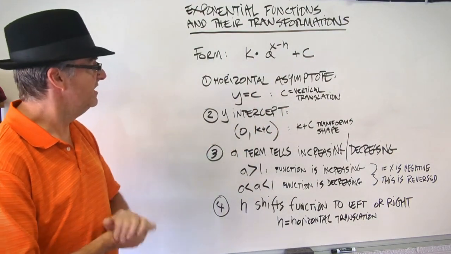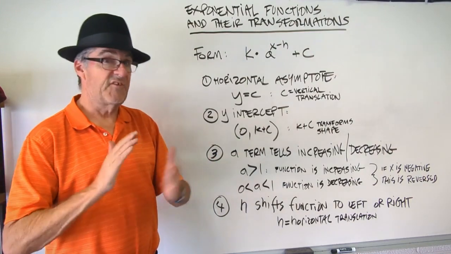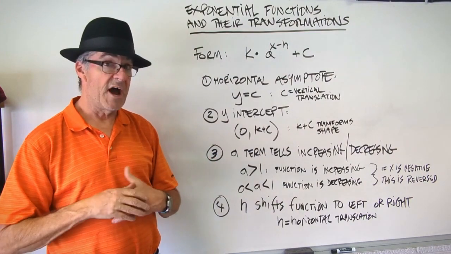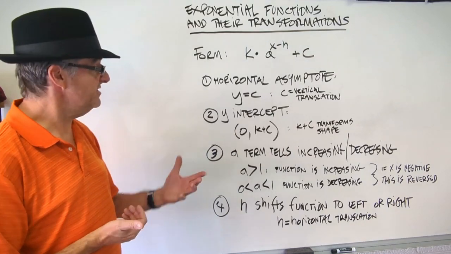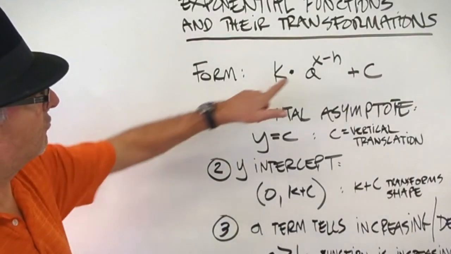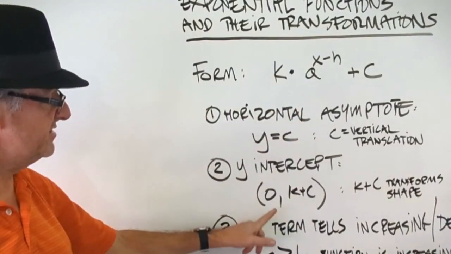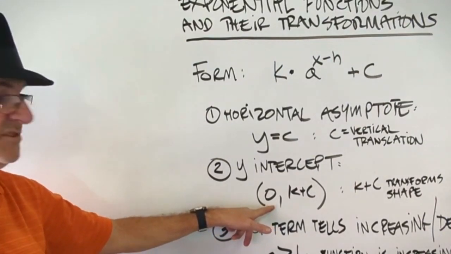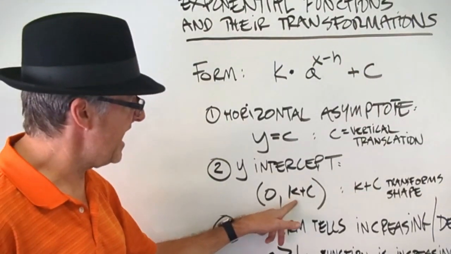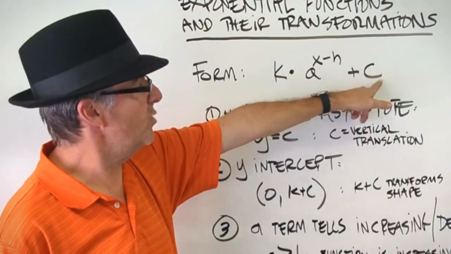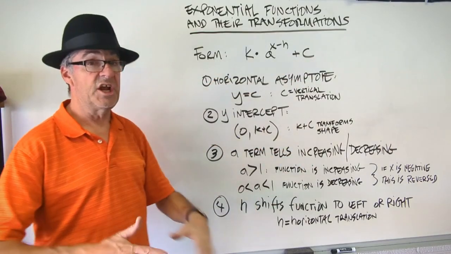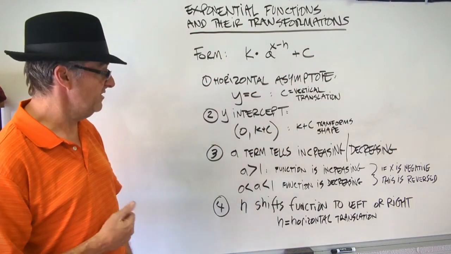Okay, moving along. The y-intercept. These functions always cross the y-axis. They don't always cross the x, but they do cross the y-axis. So the y-intercept, you can get it right out of the equation. It's 0, because that's x when it crosses the y-axis. It's going to be k plus c. So whatever this number is added to whatever the c number is. And that's going to give you your y-intercept right there.